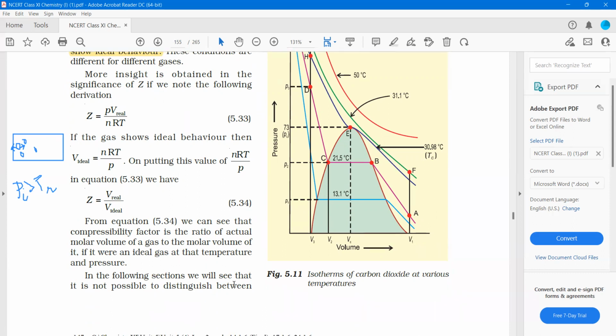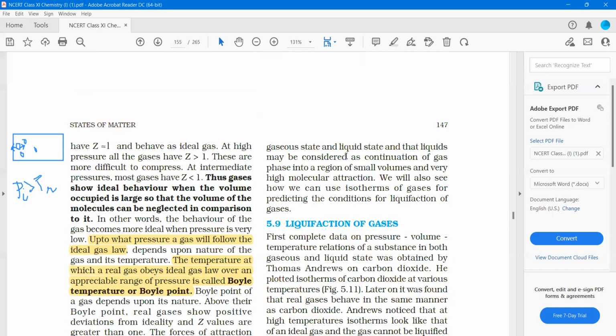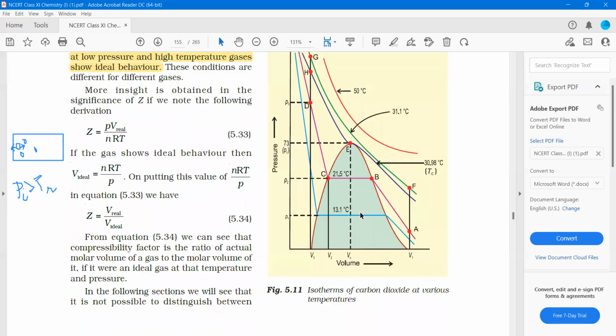In the following section, we will see that it is not possible to distinguish between the gaseous state and the liquid state, and that liquids may be considered as a continuation of the gaseous phase into the region of small volumes and very high molecular attraction. We will also see how we can use isotherms of gases for predicting the conditions for liquefaction of gases. Now we will be studying liquefaction of gases in detail.